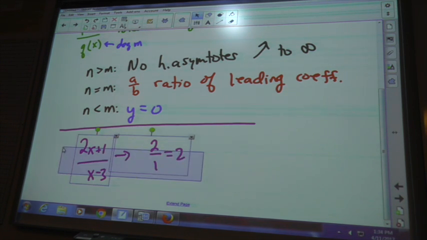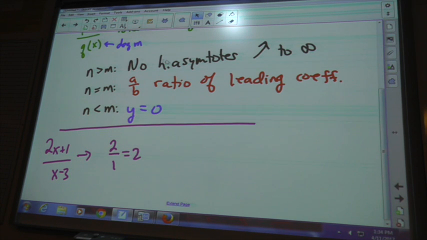So, getting the horizontal asymptotes, Mr. P here. I know you guys were looking at me weird, like, where's the P at right there?